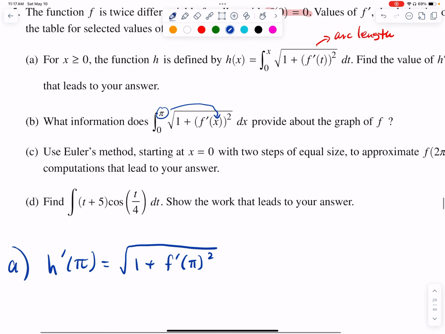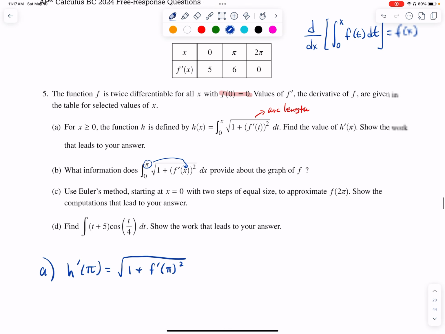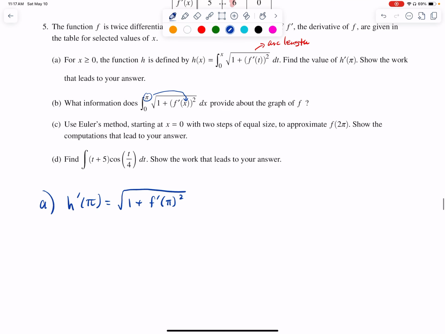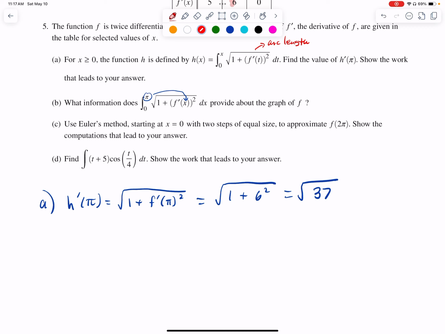And so here, this is calculator inactive, so we're just using the table values. f prime of pi is given to us right about there, which is just 6. And who knows, maybe you do this part in your head. So this is 6 squared, that's 36, plus 1 is the square root of 37. And as easy as that, that thing is done. So that's obviously 1 point, so plus 1. And does it say show anything? Yeah, show the work, which means that the FTC part has got to be a point.